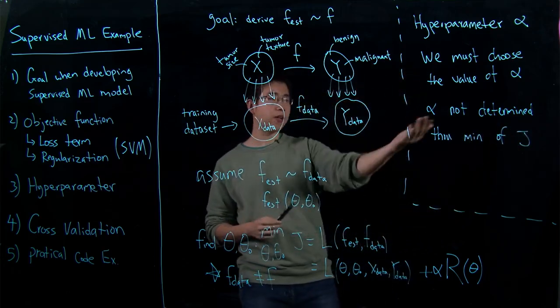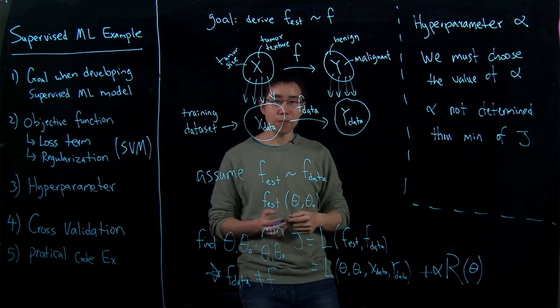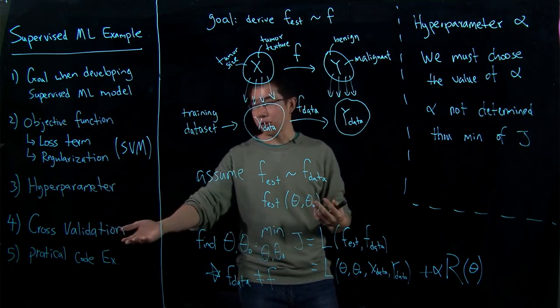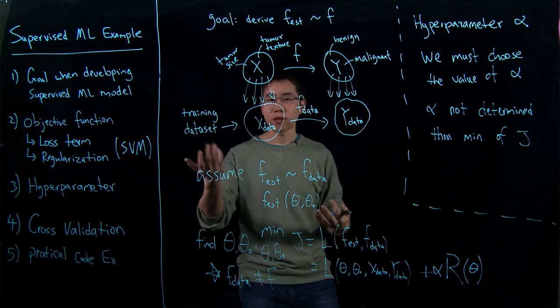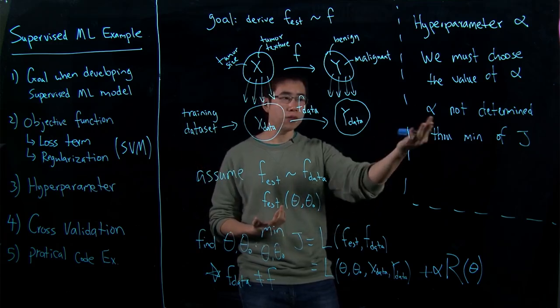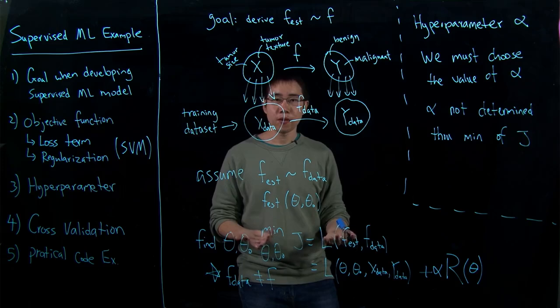So how do we actually find alpha? What is the optimal alpha that we should use? In a later video, we'll go through the method of cross-validation, which is actually how we find alpha in practice using training data only. And we'll also talk about how this choice of alpha will affect the performance of our model. So stay tuned.